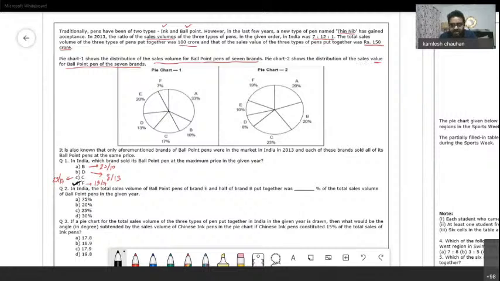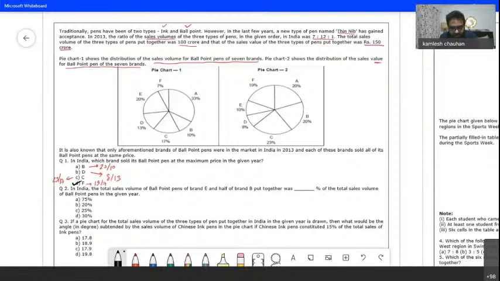Next, let's see question number 2. In India, the total sales volume of ballpoint pens of brand E and half of brand B put together was this much percentage of the total sales volume of ballpoint pens in the given year. We are talking about sales volume. So brand E is how much? 20. Half of brand B is 5. So this is 25. So the answer is option C.